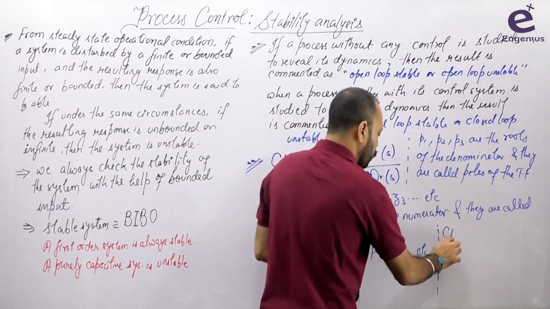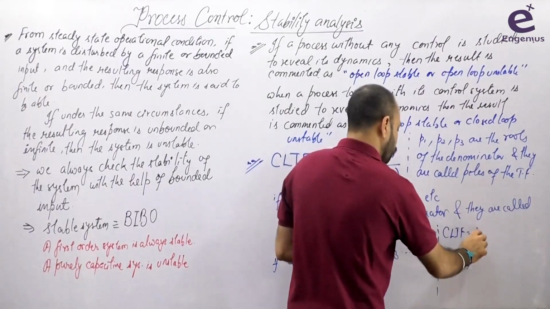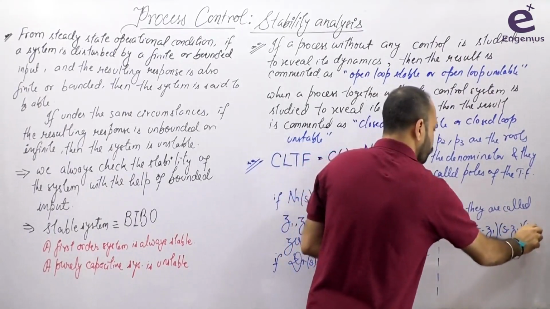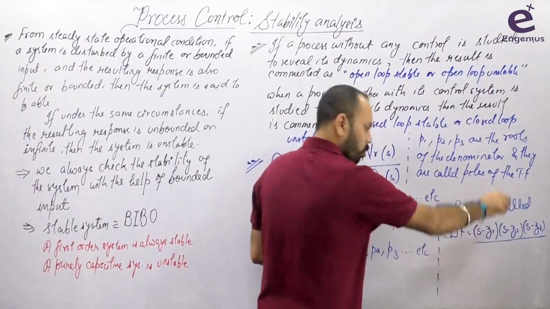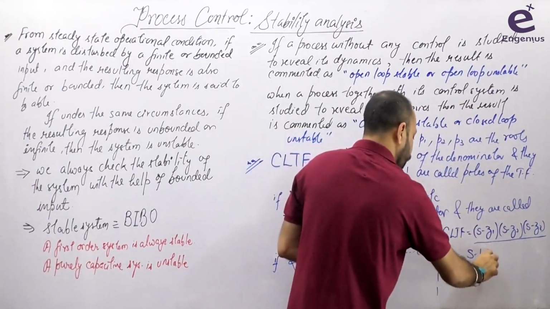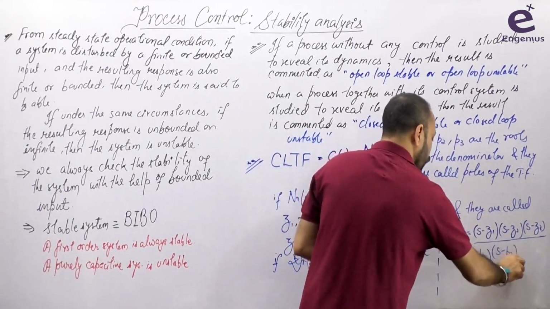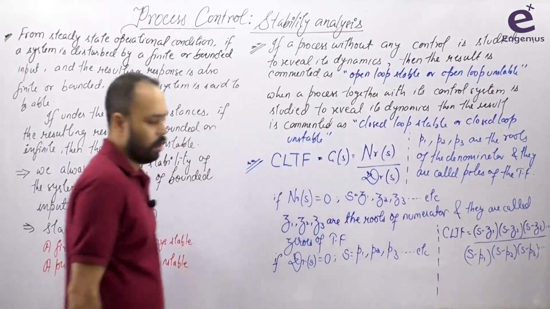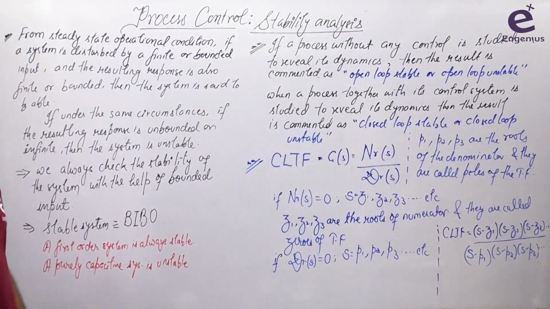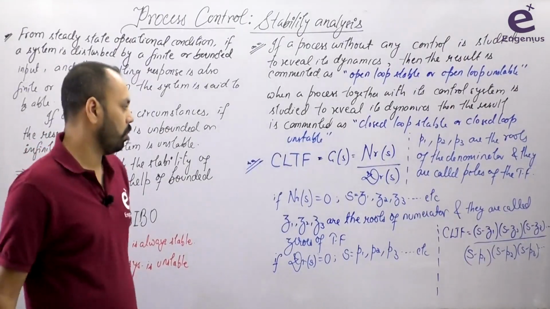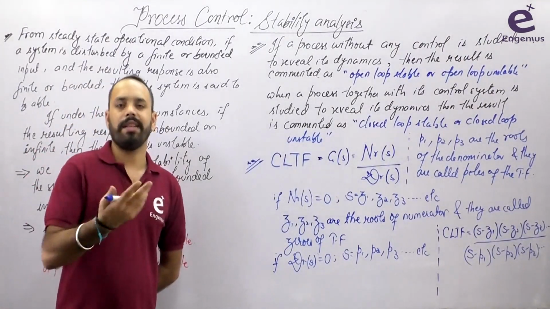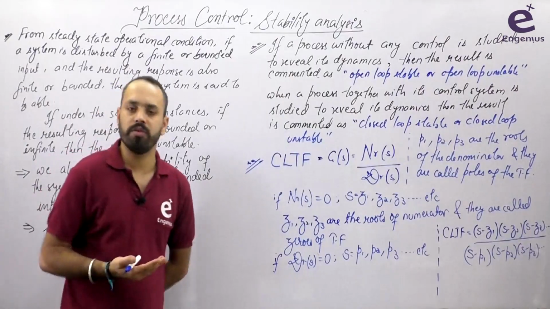Closed loop transfer function can always be written with the zeros: S minus Z1, S minus Z2, S minus Z3, and so on, in the numerator, and S minus P1, S minus P2, S minus P3, and so on, in the denominator. I can always write a transfer function like this. So the roots of the numerator are called zeros and the roots of the denominator are called poles. It is also important to understand what words you are using. Suppose you are using the word roots, then don't say the roots of the transfer function. There is no meaning of roots of transfer function.